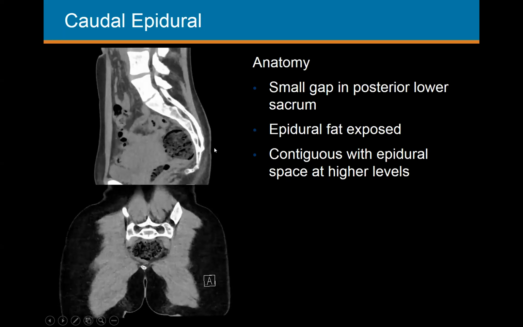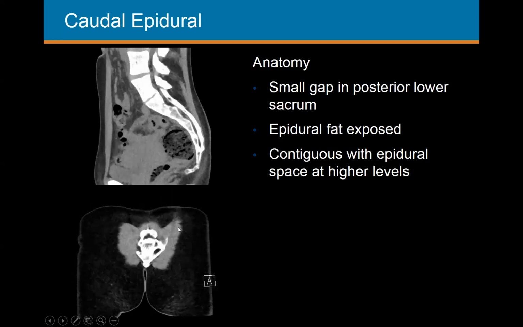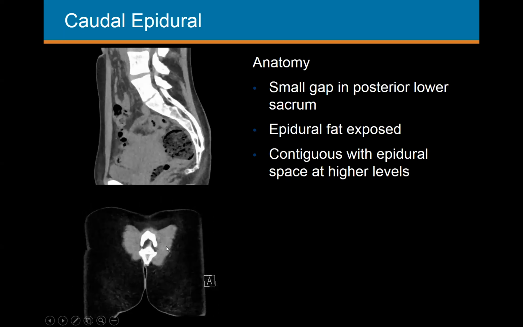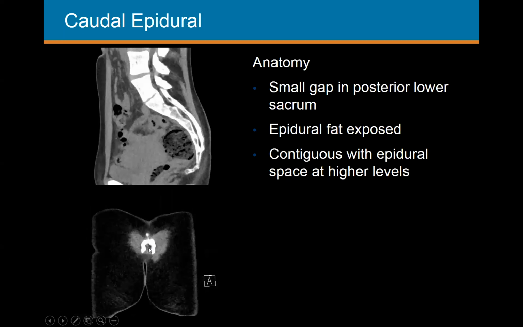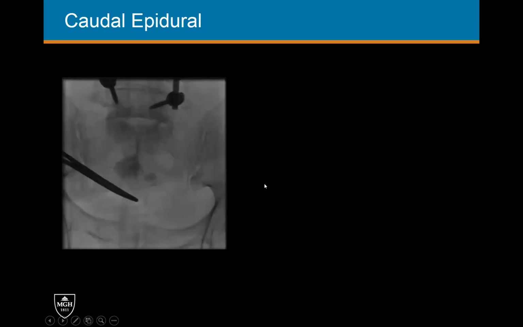And if I come through the coronal, here I'm coming anterior to posterior. Here's the sacral body, and as I come back, there's a little gap there. Next time you look at an abdominal CT, take a look at that gap, because that's the gap where we can enter into the epidural space. Again, it's good for the lower levels like L5 and S1 if you can't enter otherwise.